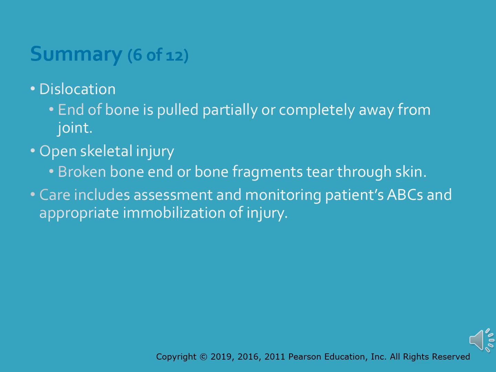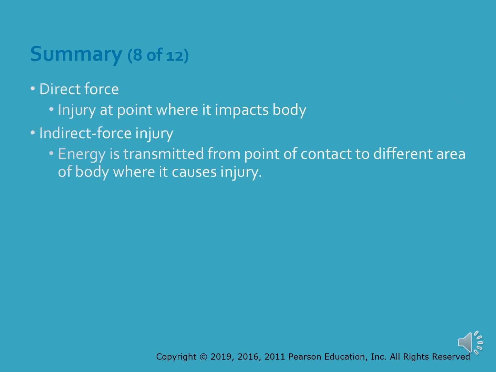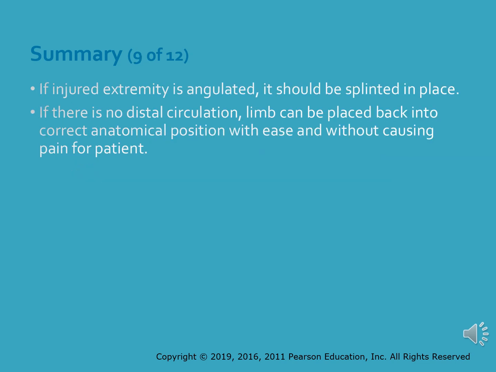Care includes assessment and monitoring the patient's ABCs and appropriate immobilization of the injury. It is critical to assess circulation, sensation, and motor function of extremities distal to the injury to determine if blood vessels or nerves may have been damaged. Direct force is an injury at the point where it impacts the body. Indirect force injury is energy that is transmitted from the point of contact to a different area of the body where it causes injury. If the injured extremity is angulated, it should be splinted in place.